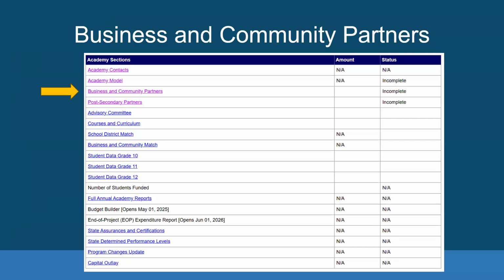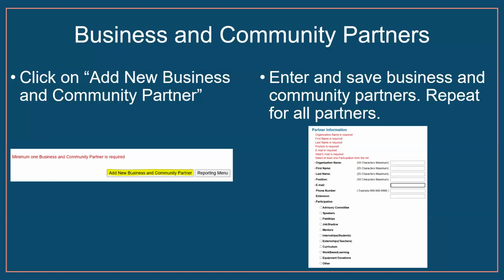Let's move on to our business and community partners, and different partnerships that support our CPAs. So beginning with business and community partners, this is the next link that you will click on. Once you're inside, you'll see a button that says add new business and community partner, and then it'll prompt another page to open up where you'll simply enter their information, right? Names, positions, and how they participate. Are they a speaker? Are they part of field trips? Do they offer mentorship or internships, work-based learning, that type of thing? Do they donate equipment?